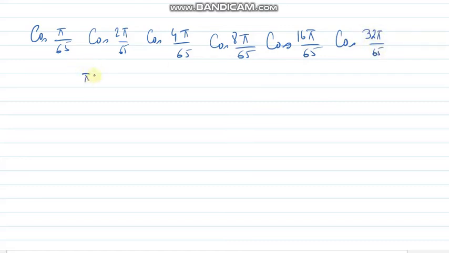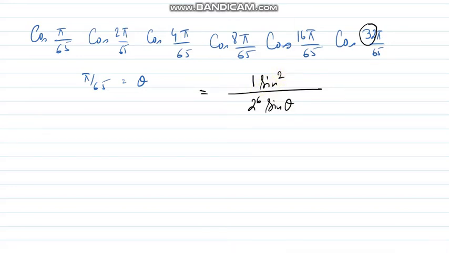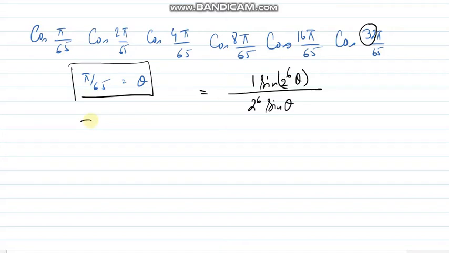So if I take this pi divided by 65 as theta, now your sum will be cos theta, cos 2 theta, cos 4 theta, same till cos 2 to the power 5 theta. So the simplified result can be written. It was still 2 to the power 5, right? So it will be 2 to the power 6 sin theta into sin 2 to the power 6 theta. So I had taken pi equals 65 theta, right? So the numerator is sin 64 theta, the denominator is 64 sin theta.